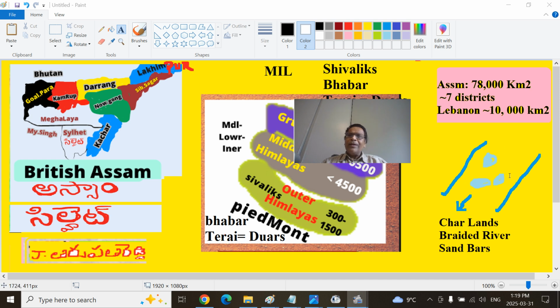A lot of sandbars will be there. They are called Charlands. Some will be even 1 kilometer in width or so, that means 100 hectares or 250 acres of land. So the braided river sandbar is the Charland area.